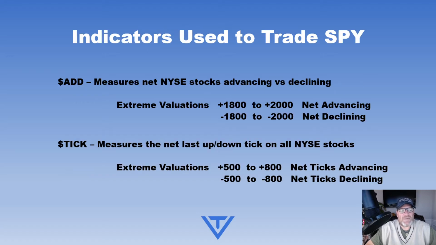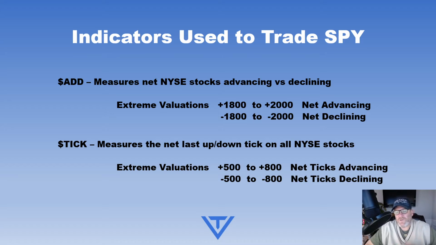Now, let's take a look at some of the indicators that I use to trade SPY. There's two, the ADD and the tick. Now, the ADD measures the net NYSE stocks that are advancing versus declining. This is an important indicator for me because it gives us the understanding of market breadth. How deep is it? Do we have just a few stocks that are leading us? And it really helps when you see some divergences in the ADD versus the market indices.